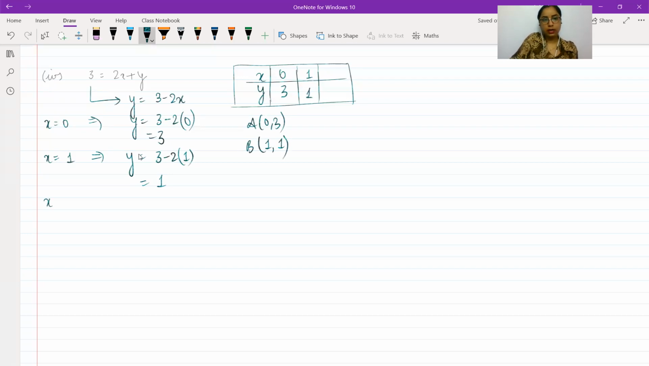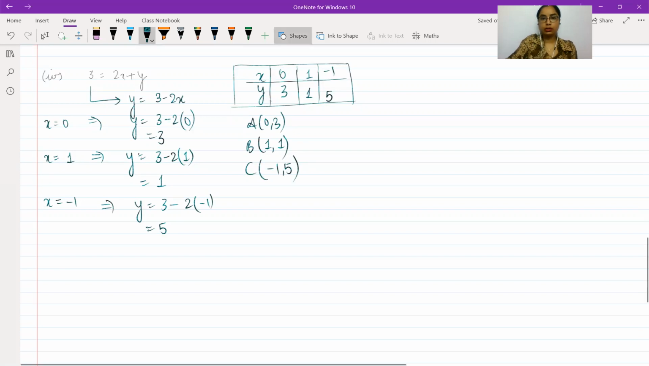Then the third value can be taken as, say, minus 1. Then y will be 3 minus 2 into minus 1. This will be 5. The third solution is C, (-1, 5). Let's draw the graph for this.